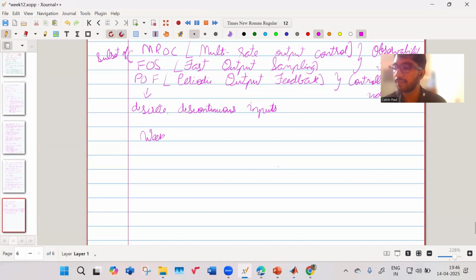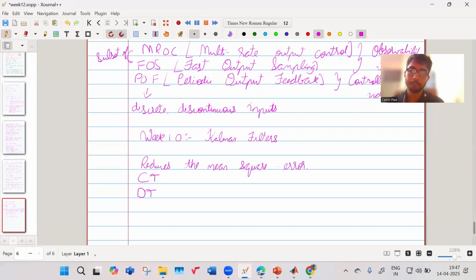Then we will go to week 10. So once we get these discrete time matrices, we should also always check for controllability and observability. That should be done. Week 10 is related to Kalman filters. So Kalman filters basically reduce the mean square error. That is their job. There are two types, continuous time Kalman filter and discrete time Kalman filter. And again, over here, for continuous time, we get a differential Riccati equation. For discrete time, we get a certain recursive algorithm.